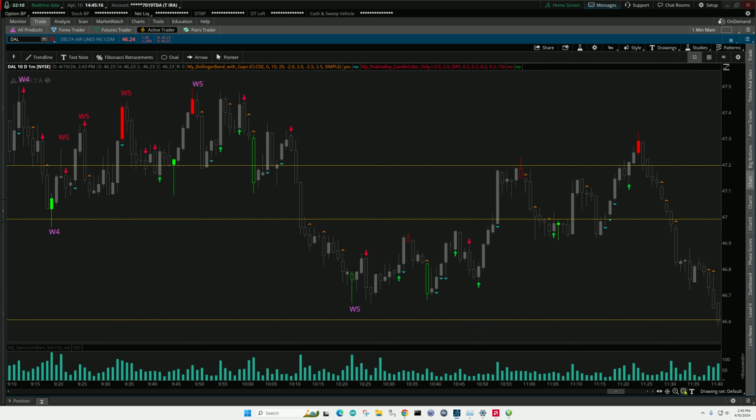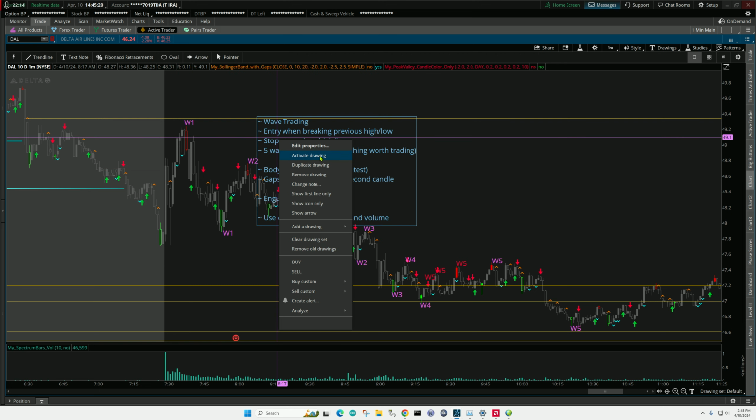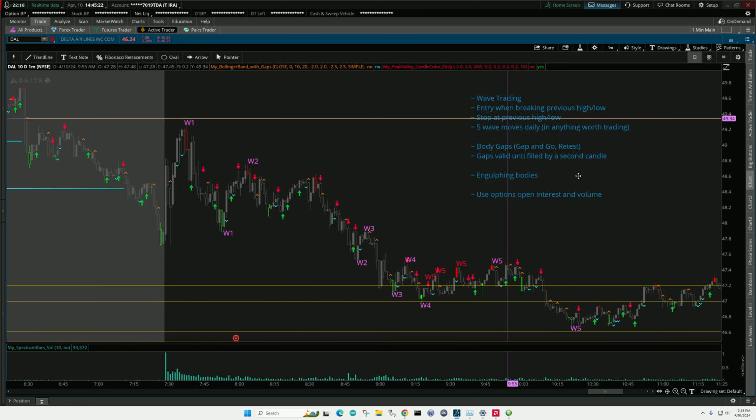So I'm going to zoom out, move this out of the way. So here's the wave 1 down, pull back, wave 2 down, pull back, wave 3 down, pull back, wave 4 down, 3 wave 5 failures, but it didn't go above wave 4, the wave 5 down here. You see some other yellow lines down here. There are gaps in previous days.